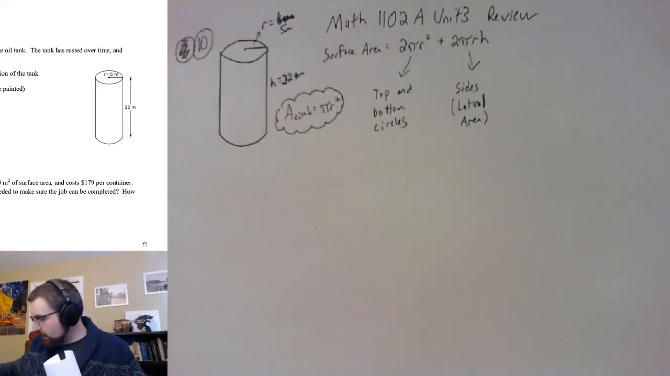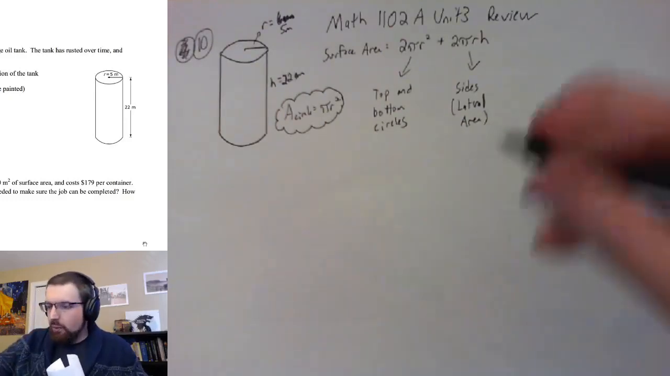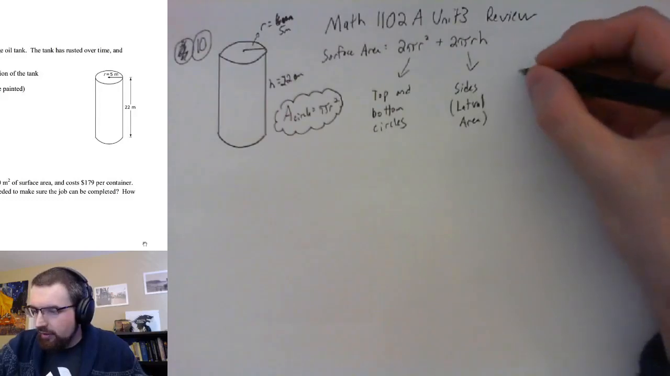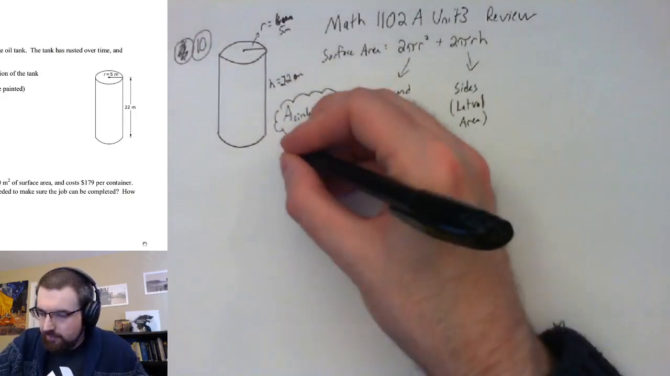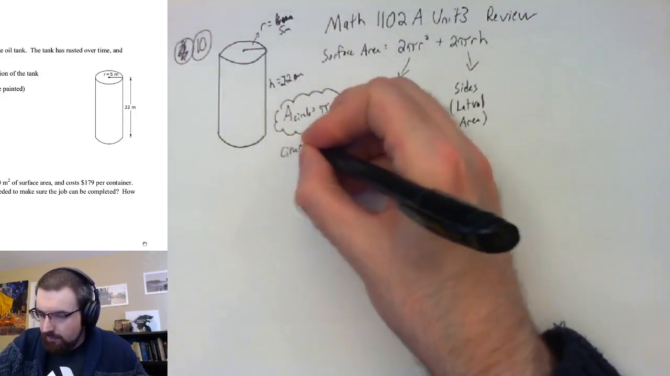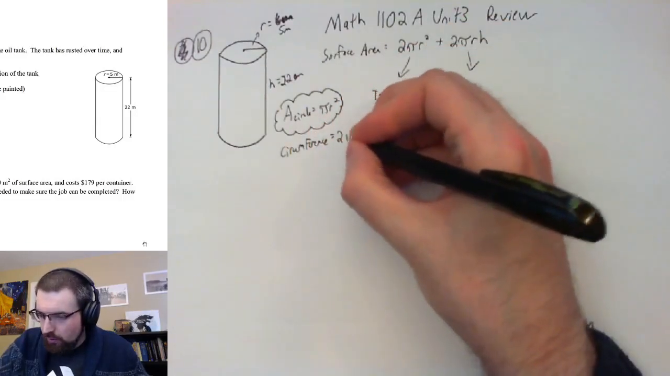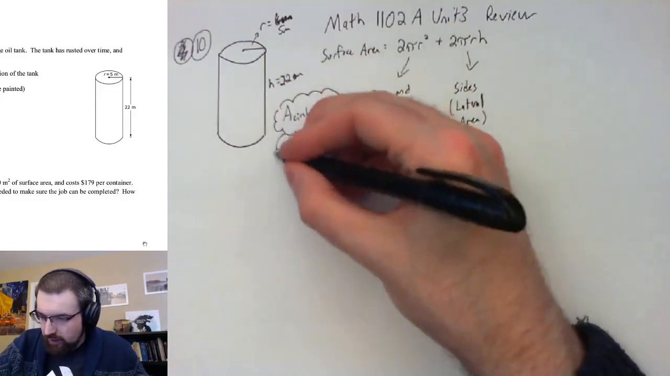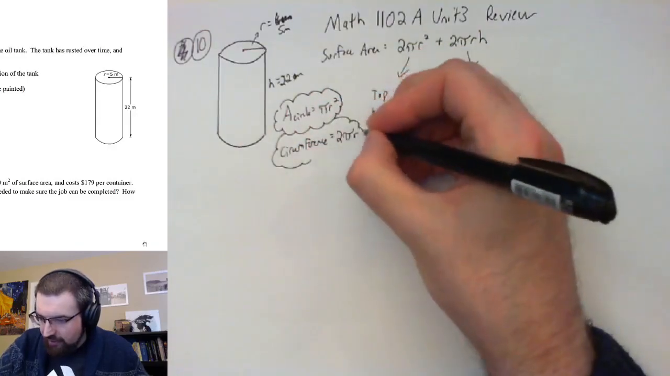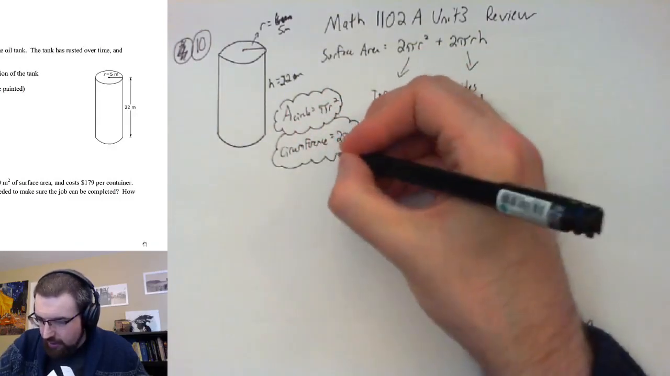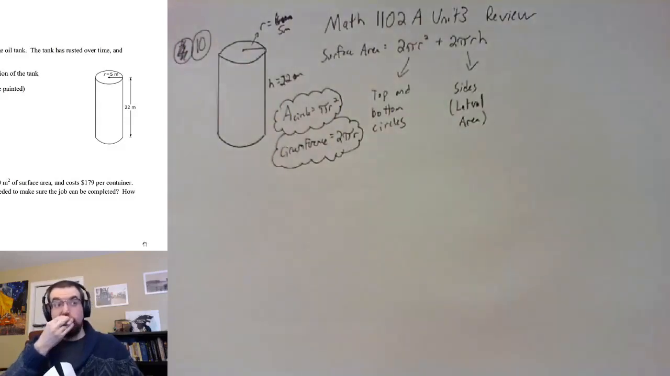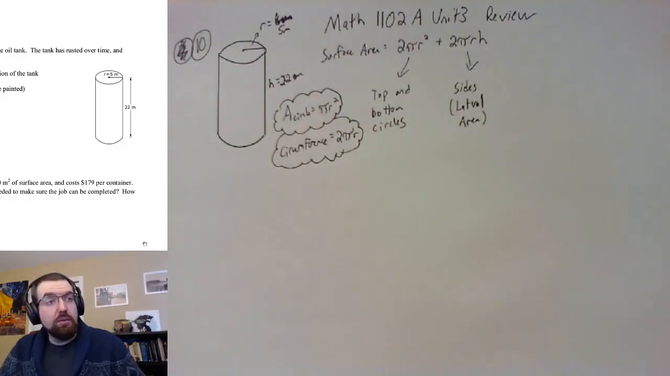Oh, where the heck did my black pen go? There it is. We know that the circumference is equal to 2 pi r, right? That's another sort of aside that we have over here in a bubble. So the area of a circle equals pi r squared. The circumference equals 2 pi r.